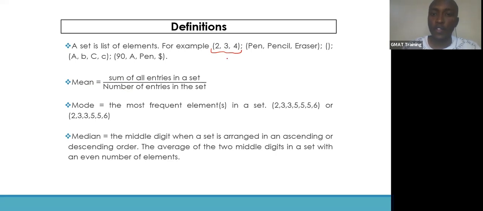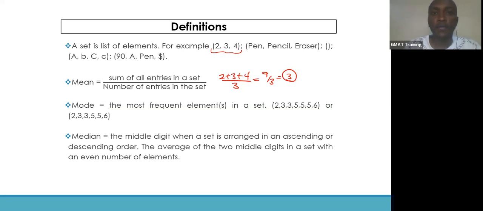So for this given set 2, 3, and 4, the mean will be 2 plus 3 plus 4 all divided by 3. This is 5 plus 4, that's 9 over 3, and the mean is 3. This is one of the properties of the mean and the median in consecutive sets. In consecutive sets, as I mentioned in a previous video, the mean equals the median. As you can see, in this set 2, 3, and 4, the median is 3, and the mean is also 3.